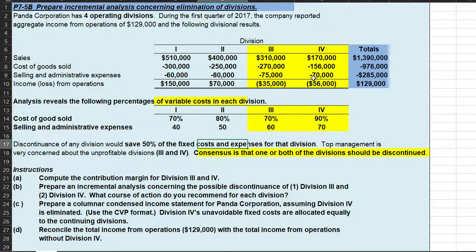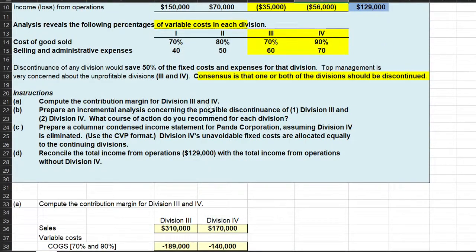Specifically, if we were to eliminate Division 4, then 50% of the $70,000 of fixed cost would be eliminated, after, of course, taking 30% of this number, because 30% is fixed, so 30% of 70,000, and then half of that would be eliminated if we were to get rid of that division. The other thing you want to note is that one or both of the divisions should be considered for discontinuation.